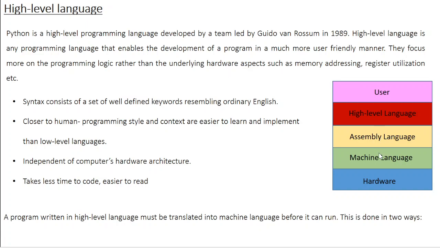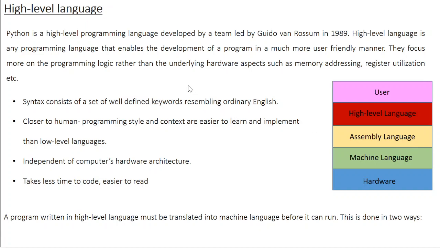So if you look at the hierarchy, high-level language is something which is in direct contact with the user. In other words, a user always writes programs using a high-level language. On the other hand, if you look at the bottom of the strata, the hardware or your processor is going to understand a language which is known as the machine language, and in between these two there is another language known as assembly language.